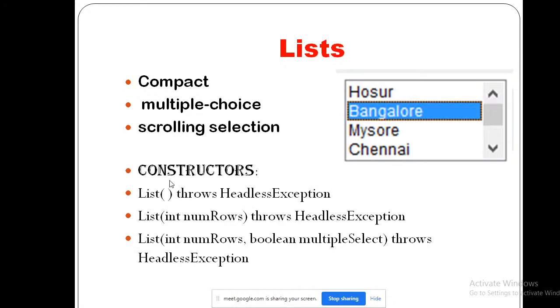It contains three constructors. The first one is the empty constructor. Here it just gives the empty space. Afterwards, we can add the items. For that purpose, we have an add method.